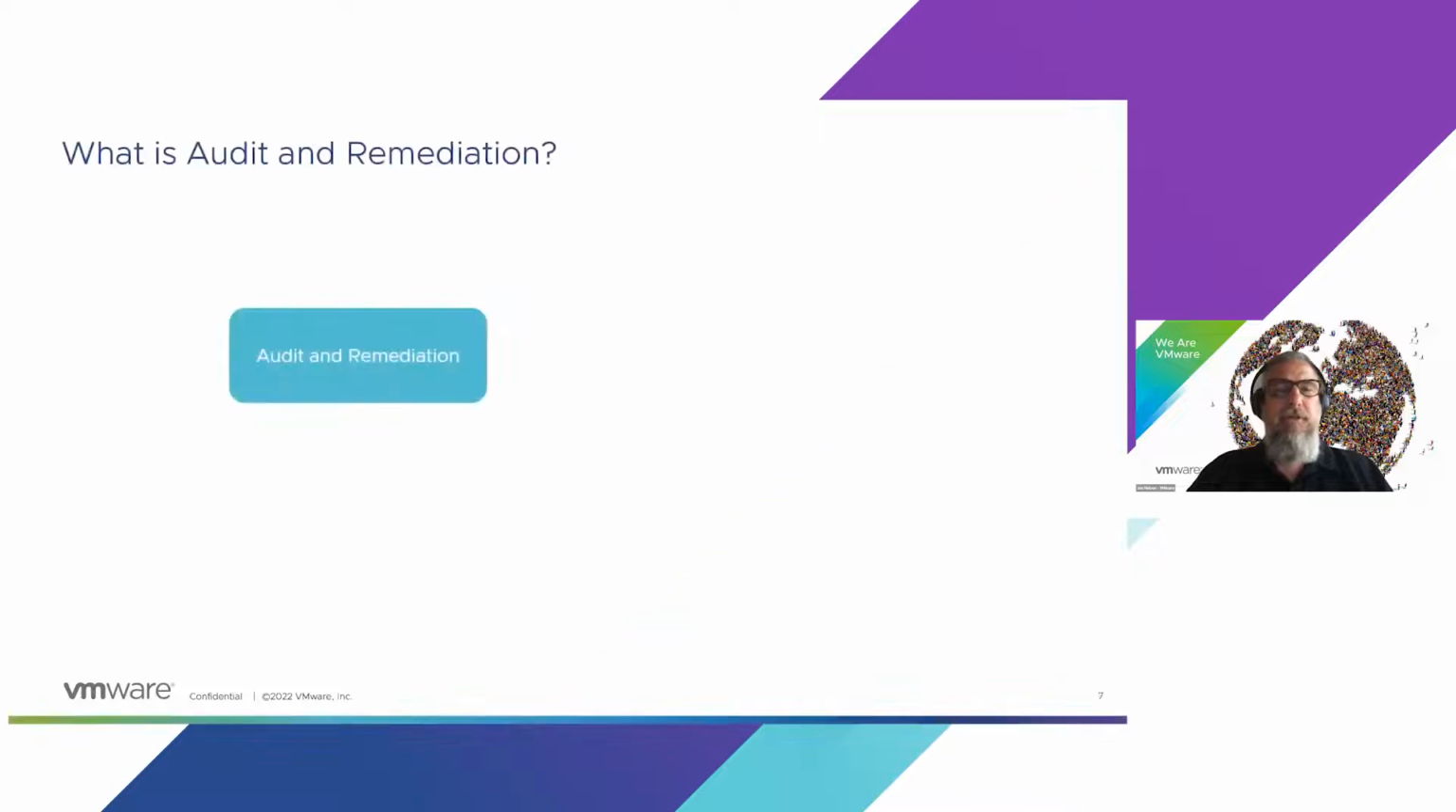What is audit remediation? Audit remediation empowers our customers to query over 2,000 individual attributes of their endpoints, and that's across Windows, Mac, and Linux. And not only those 2,000 individual attributes, but all permutations of them, because of the way that we can construct queries, we can draw correlations between the different tables in the product. And the reason why we can do this is because audit remediation is built on top of OSQuery.